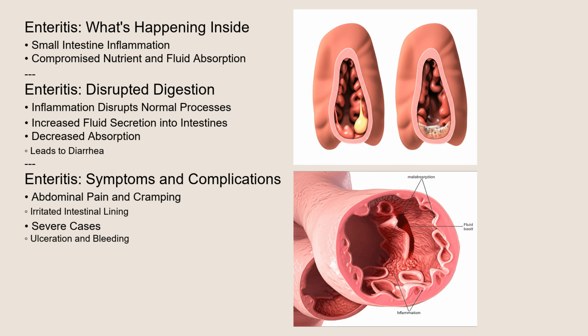Let's break down what's happening inside your body during enteritis. When the small intestine becomes inflamed, its ability to properly absorb nutrients and fluids is compromised. This inflammation disrupts the normal processes of digestion and absorption. This disruption leads to increased fluid secretion into the intestines and decreased absorption, resulting in diarrhea. The irritated intestinal lining can also cause abdominal pain and cramping. In severe cases, the inflammation can even lead to ulceration and bleeding.